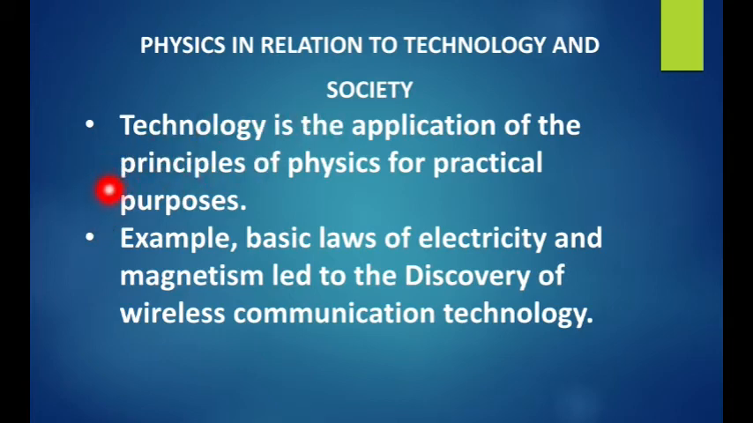In our textbook, one, two or three examples are given. We can see the first one, that is wireless communication technology. What is meant by wireless communication technology? The basic law of wireless communication is electricity and magnetism. Electricity is one field and magnetism is also one field. What is meant by wireless communication? We are using electromagnetic waves to communicate any data through the electromagnetic waves.